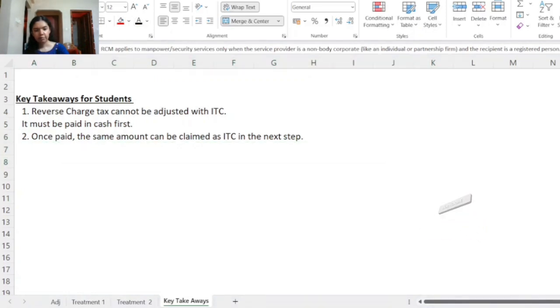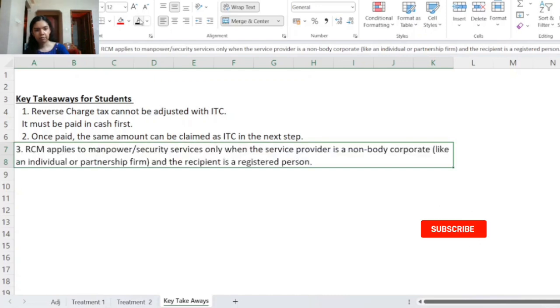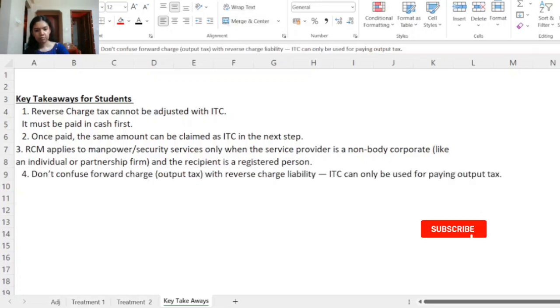Point number 3, RCM applies to manpower or security services only when the service provider is a non-body corporate, like an individual or partnership firm, and the recipient should be a registered person. Point number 4, don't confuse forward charge, that is output tax, with reverse charge liability. ITC can only be used for paying output tax.